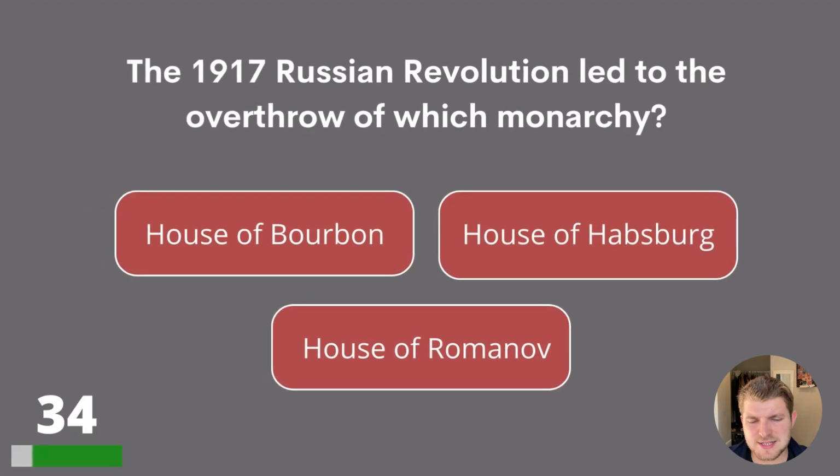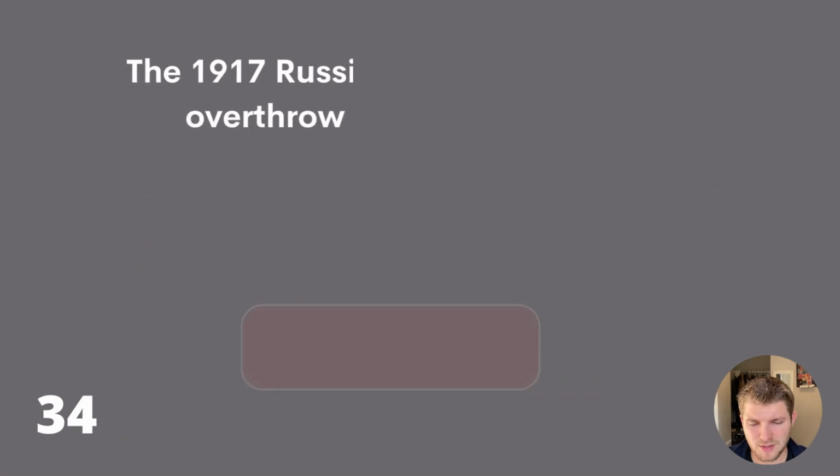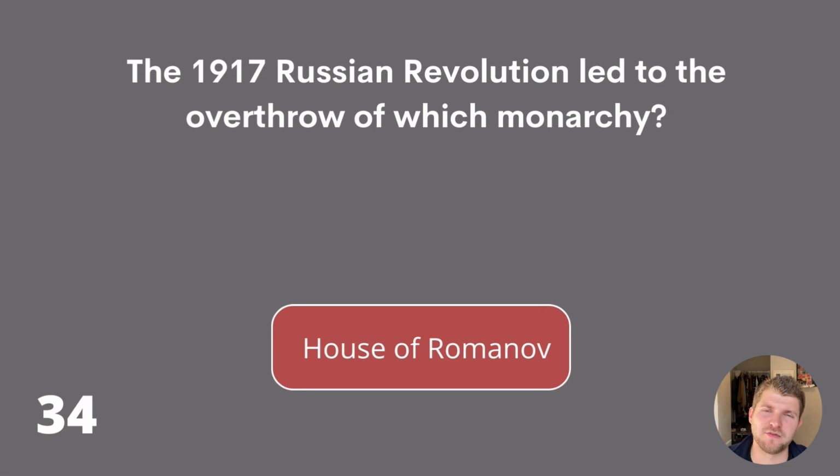34. The 1917 Russian Revolution led to the overthrow of which monarchy? House of Bourbon, House of Habsburg, or House of Romanov? The answer is the House of Romanov.